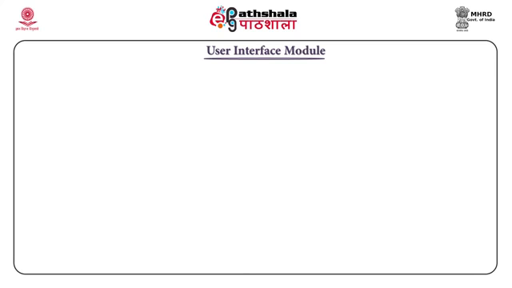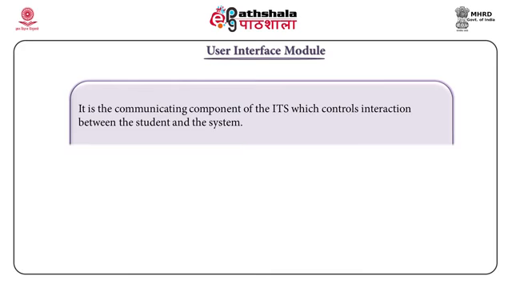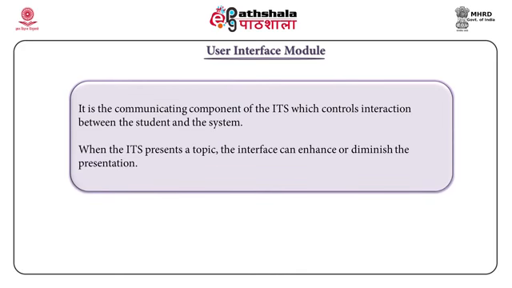The fourth module is the user interface module. It is the communicating component of the ITS, which controls the interaction between students and the system. In both directions, it translates between the system's internal representation and an interface language that is understandable to the students. When the ITS presents a topic, the interface can enhance or diminish the presentation. Since the interface is the final form in which the ITS presents itself, qualities such as ease of use and attractiveness could be crucial.